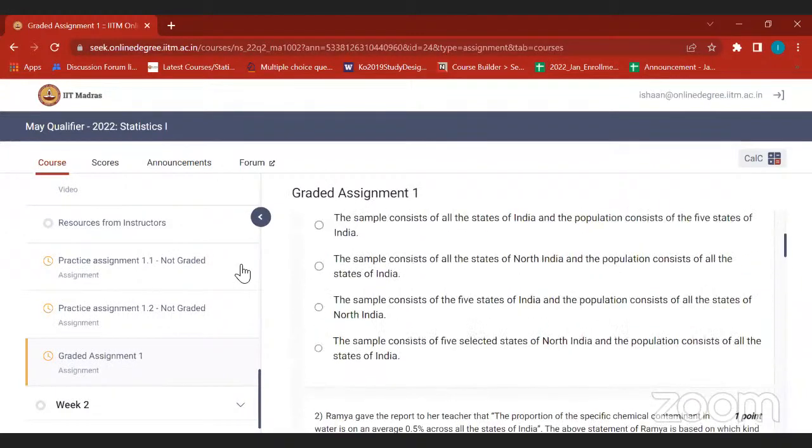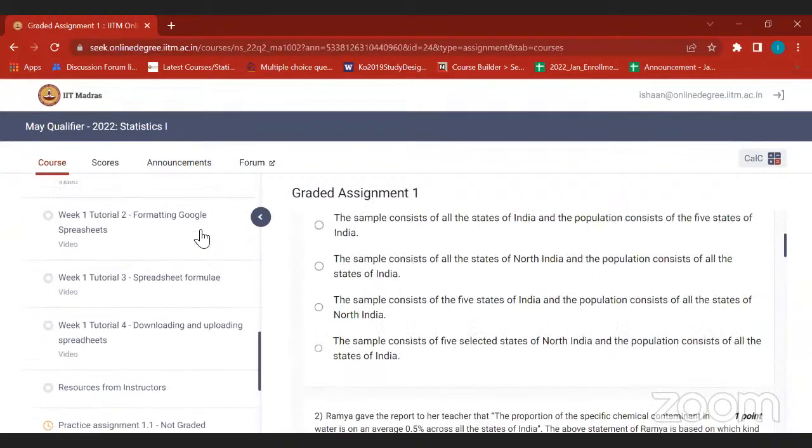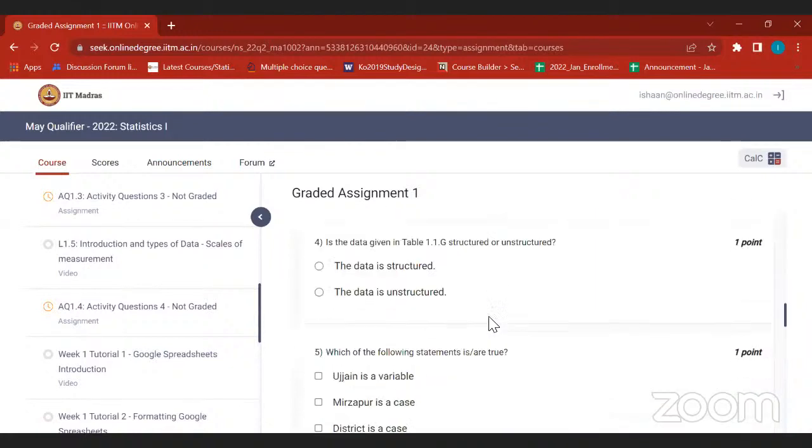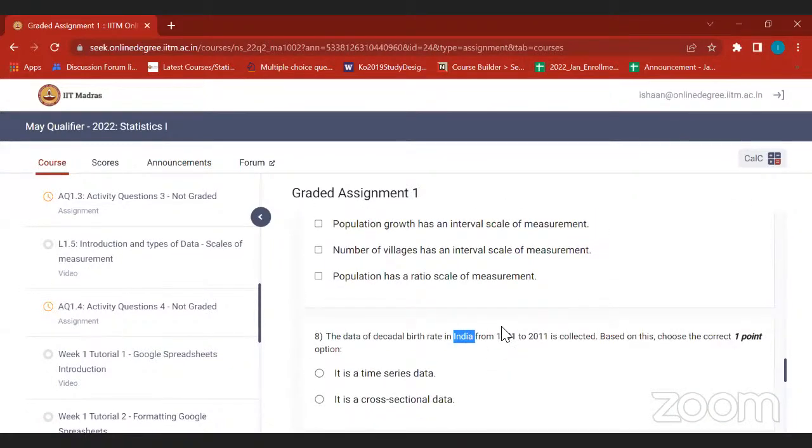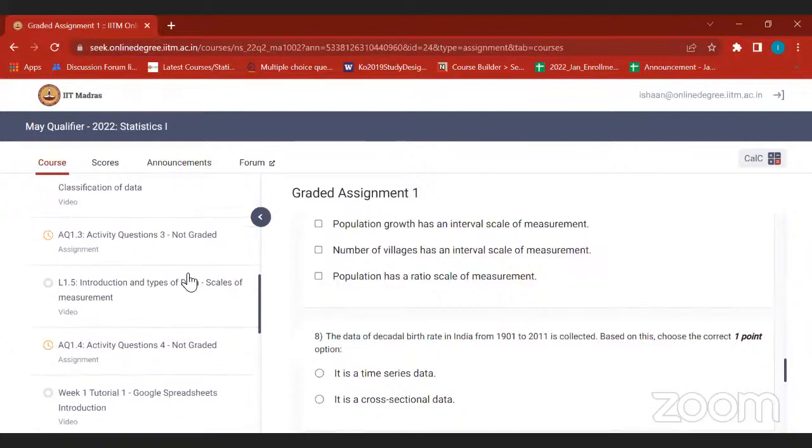Practice assignment 1.2, question number 4. Okay, one minute. We are first going with time series, then cross-sectional. We are first covering that. Sir, please explain cross-sectional. I think if it's different states, then that is not in our current syllabus, right? Yeah, that's something like a mixed type of data set. Okay, thank you, sir.